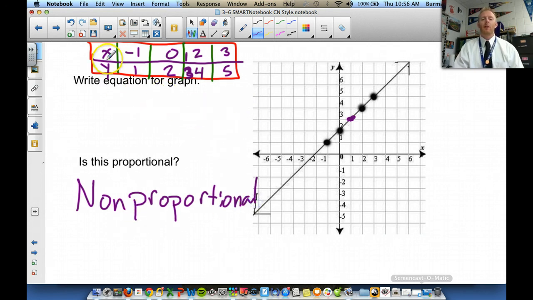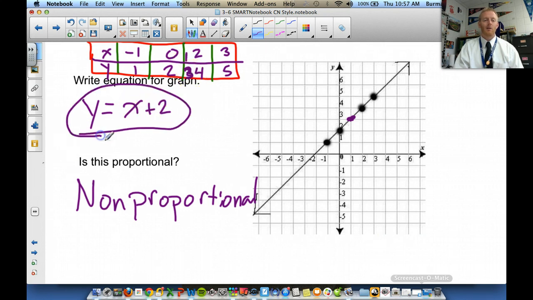Non-proportional. And we're going to use the same information like we did in the previous example to figure out the equation. So if it's going up by 1 every single time, I'm going to have y is equal to just 1x. So if x is 0, how do we get to a 2 for y? Well, we had to add 2 to get there. If x was 1, how do we get to 3 for y? Well, x is 1, plus 2 is 3. So this would be my equation.